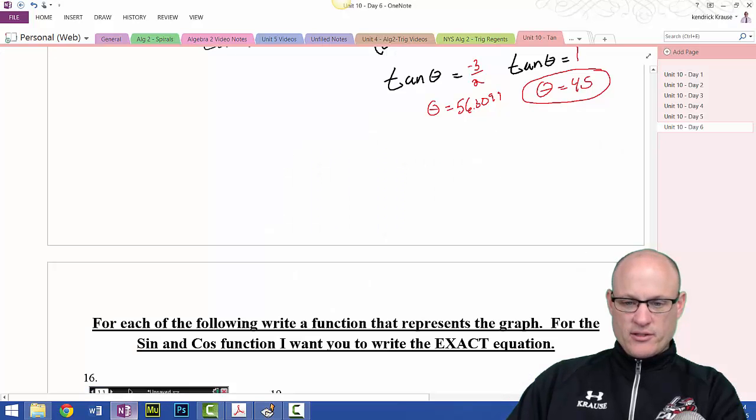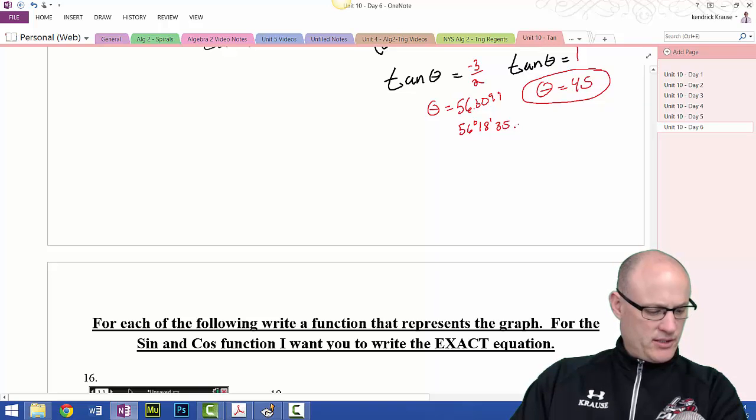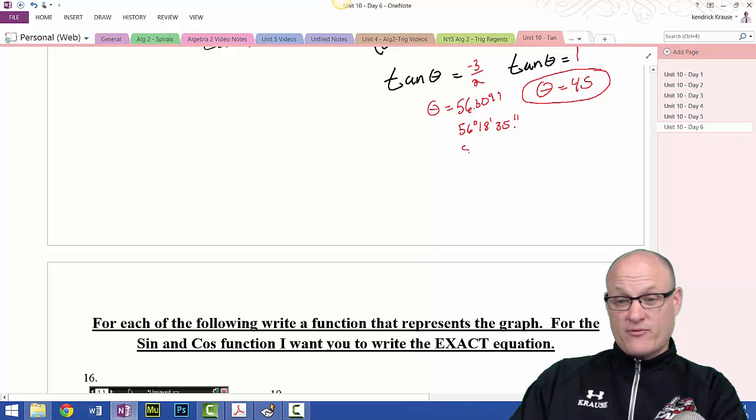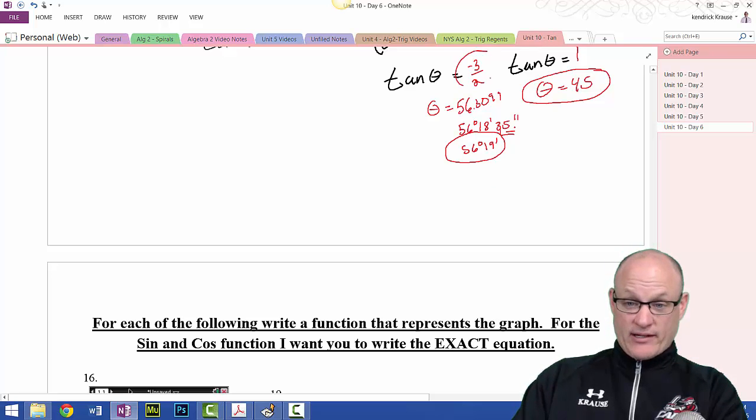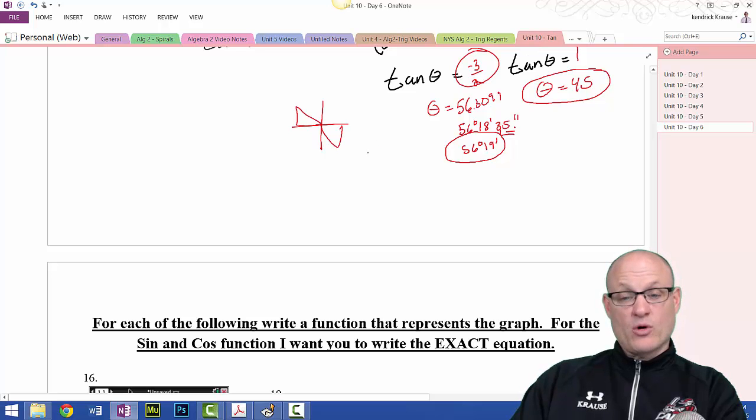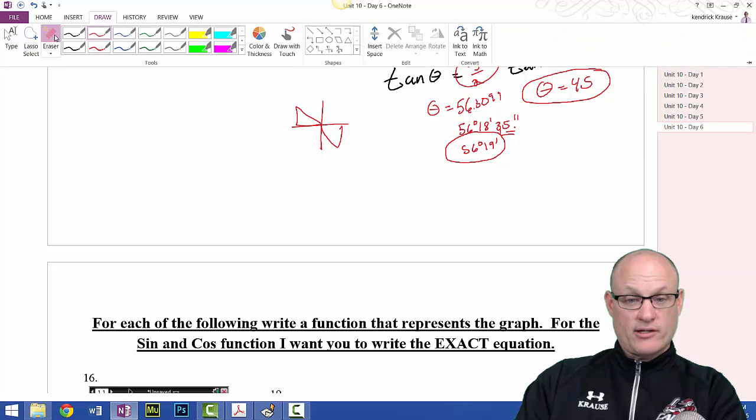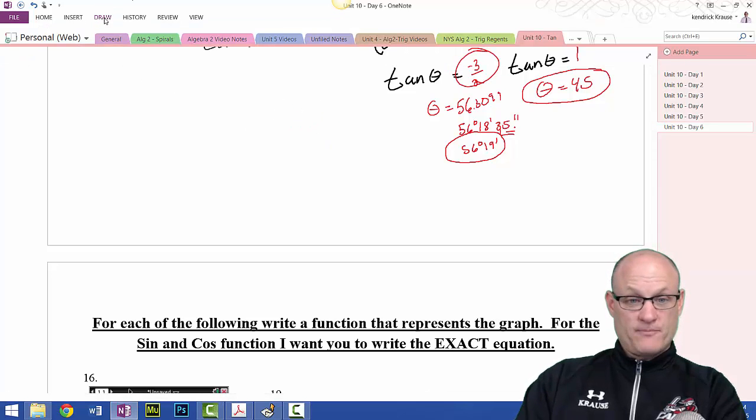So 56 degrees, 18 minutes, 35 point something seconds. Well, if I want to round this to the nearest minute, that's 56 degrees, 19 minutes, because remember, 35 seconds is over half a minute. So I'm not going to actually keep this angle because it's negative. I need the ones in the third and fourth quadrants.